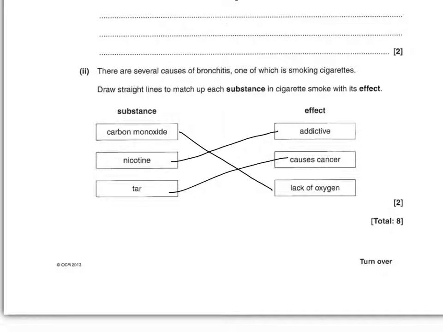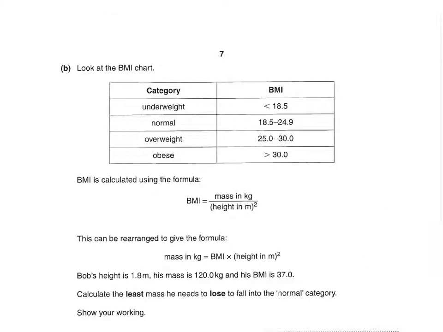If you got either 1 or 2 of those correct, you get 1 mark, and if you get them all correct, you get both marks. Next question says, look at the BMI chart. And it says BMI is calculated using the formula.